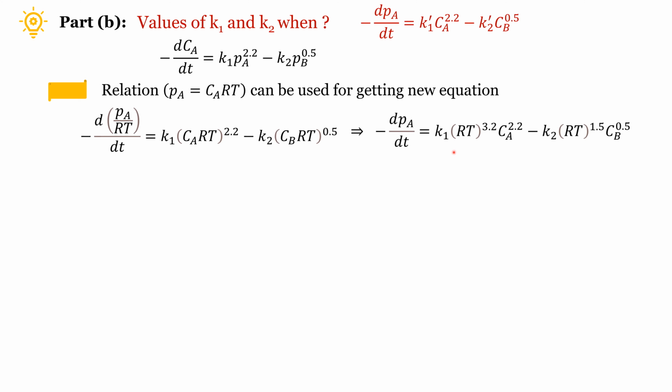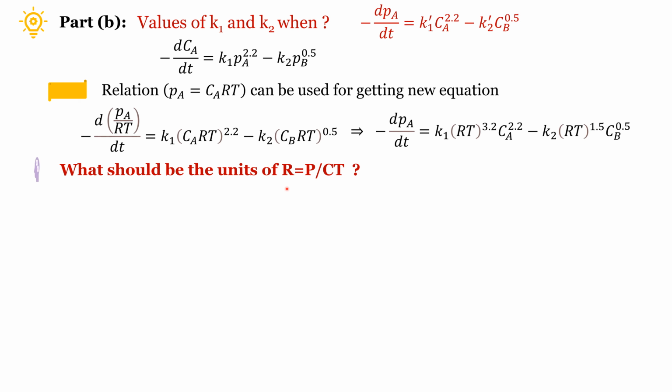These are the constant values, and this will become equal to K1 dash and this will become equal to K2 dash. Now we need to find the values of these constants. What will be the value of R that we will use here, and what will be the unit of R? We have used the simple equation PV equal to nRT.